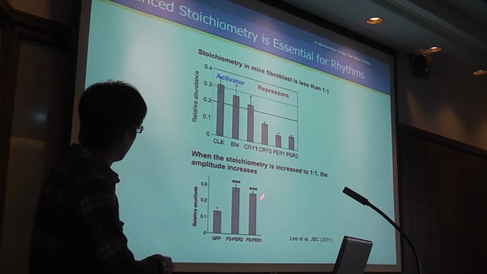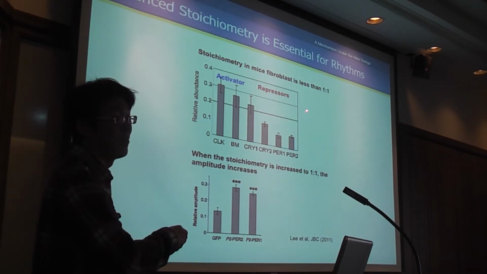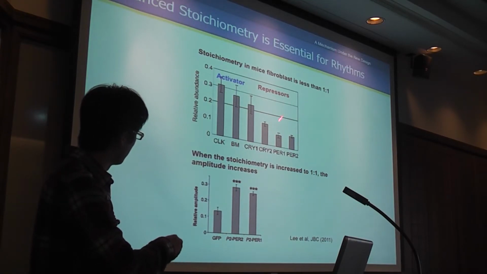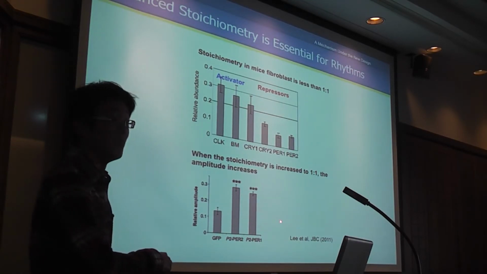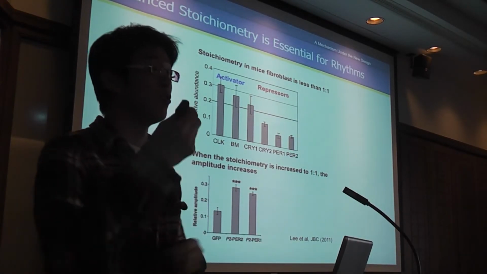So what they did is they overexpressed this repressor so that the amounts of activator and repressor match. And here is the result. When they overexpressed the repressor, the amplitude doubled. Indeed, this balanced stoichiometry is important to generate the rhythm.